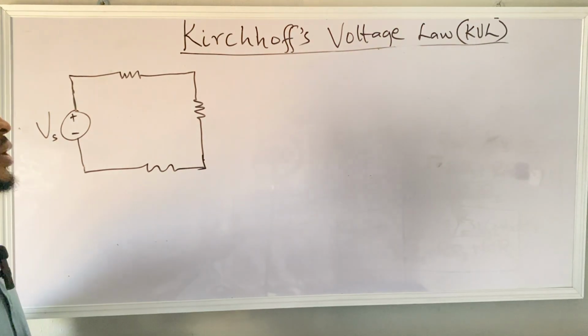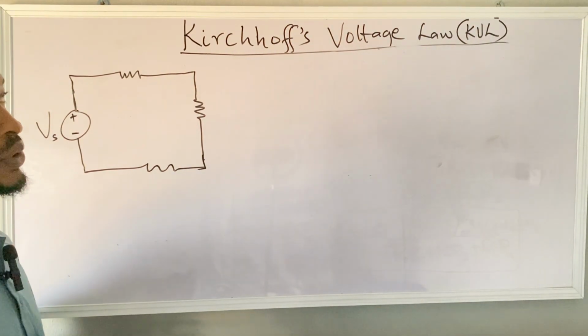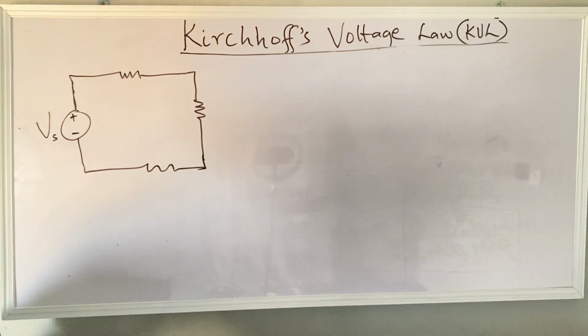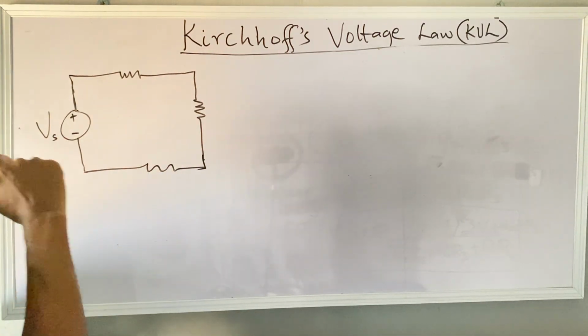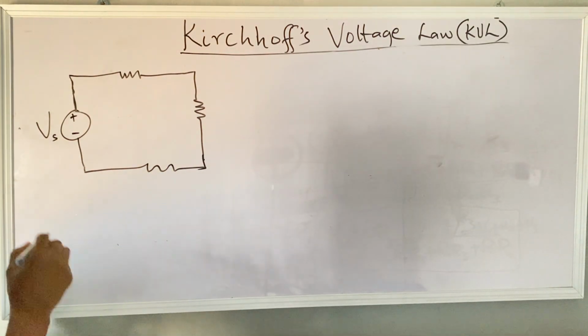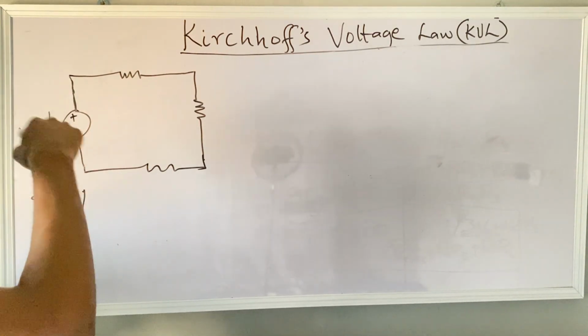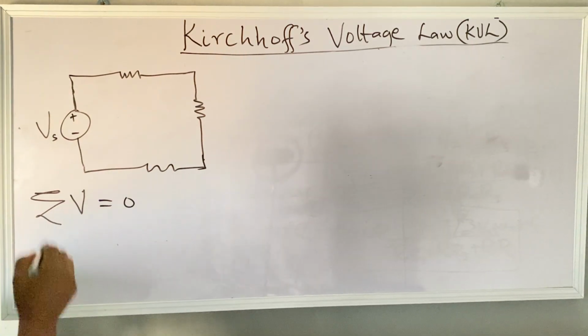Today we are going to be talking about Kirchhoff's voltage law, which is also called KVL. So what does the law state? It simply states that the sum of all the voltages in a closed loop must be equal to zero. That is, the sum of all the voltages in any closed loop must be equal to zero.